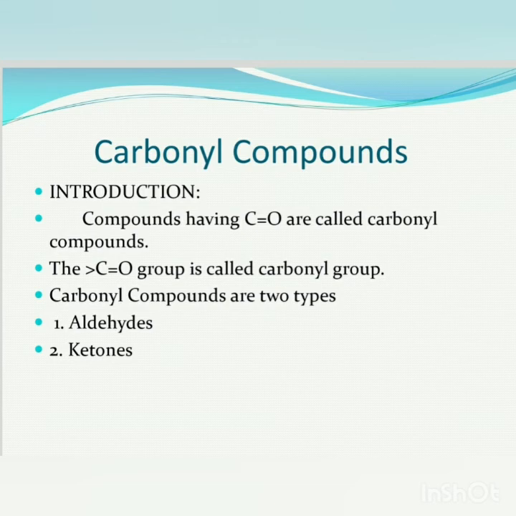So carbonyl compounds are of two types. What are they? They are aldehydes and ketones. Number one is aldehydes and number two is ketones. Aldehydes and ketones are collectively referred to as carbonyl compounds.